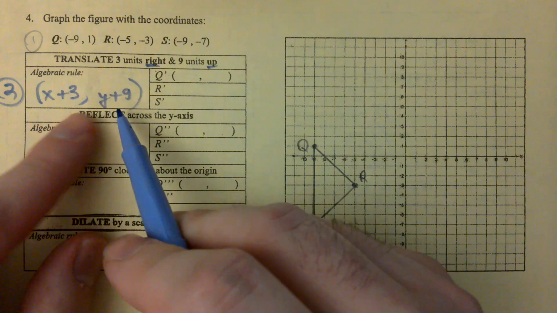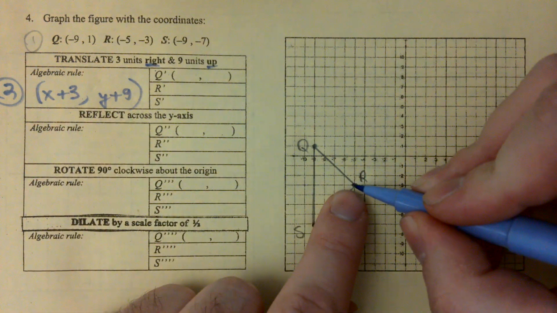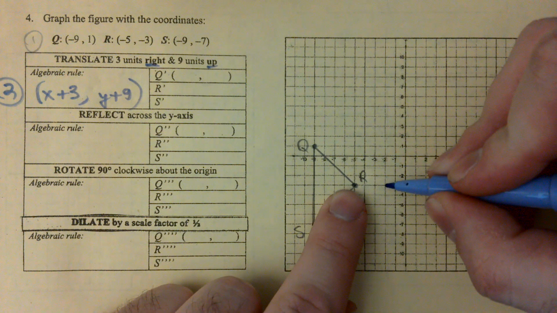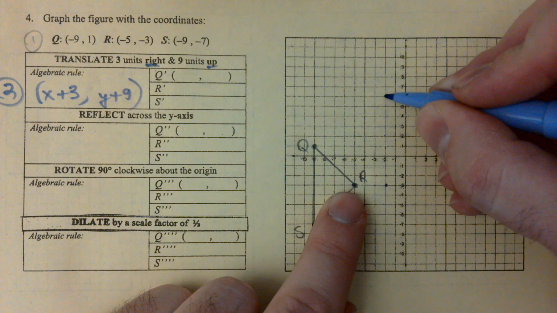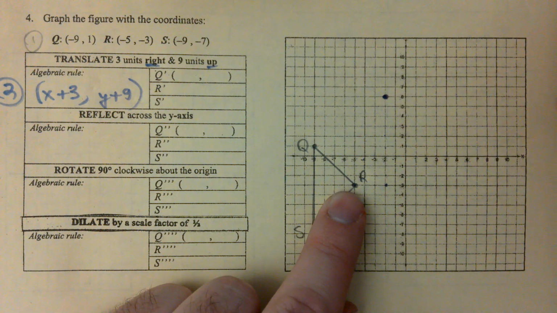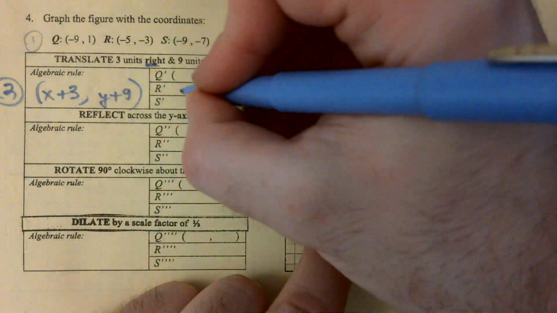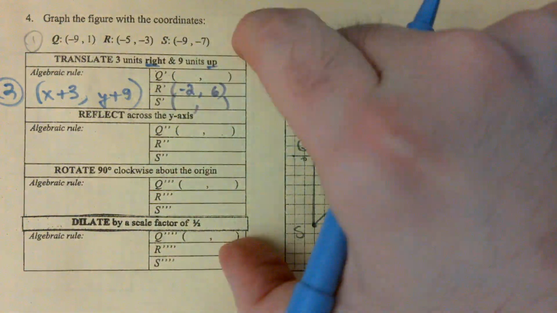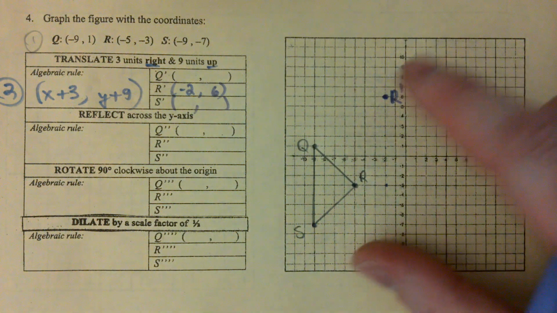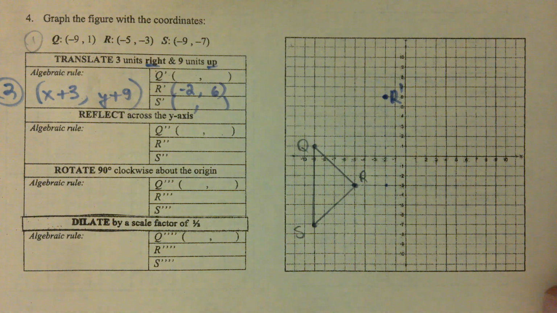So x plus 3, y plus 9, I'm going to start here at R, I'm going to go 3 to the right, and then from there I'm going to go 9 up. 1, 2, 3, 4, 5, 6, 7, 8, 9, boom. There's my R prime. It's at negative 2, 6. So I've been starting with the coordinates and then plotting it. If you're more comfortable doing the graph work and then just identifying the coordinate, totally fine with me too. Either way works.